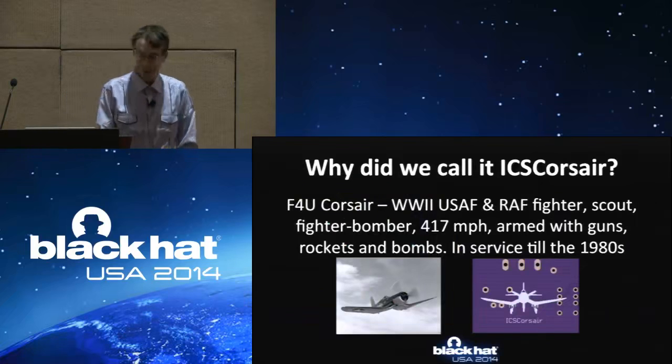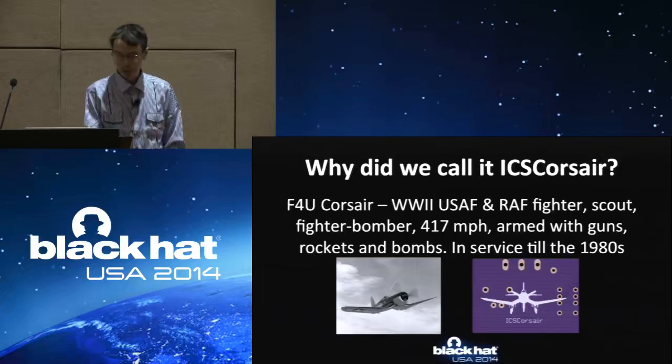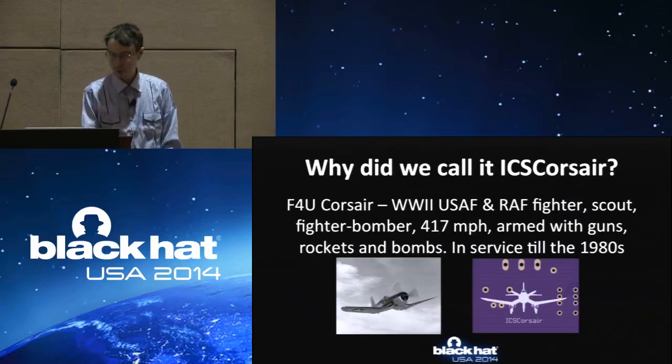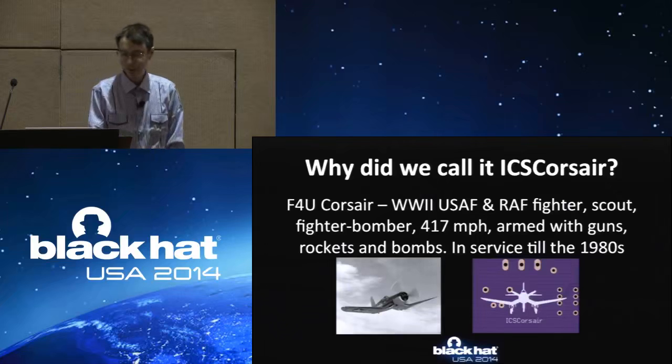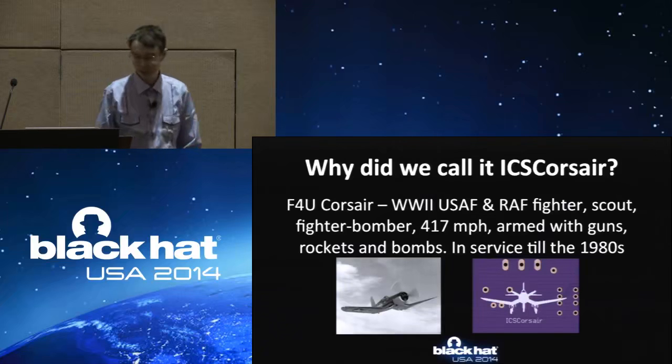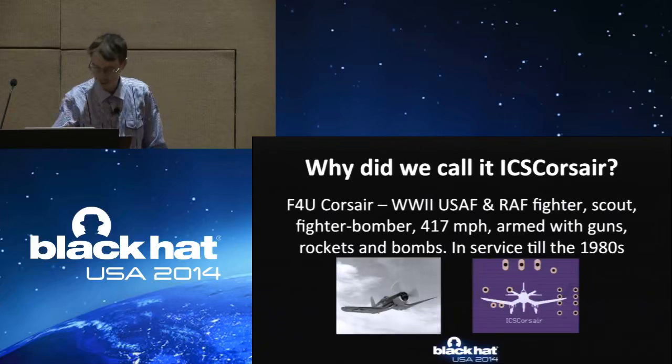Why did we call it ICSCorsair? The F4U Corsair was a World War II US and Royal Air Forces fighter, scout, fighter bomber. It had great speed for those times and could be armed with guns, rockets and bombs. It was a really multi-purpose plane, and in some countries it was in service till 1980. ICSCorsair is also a multi-purpose attack tool armed with many features, but for attacking ICS infrastructures.